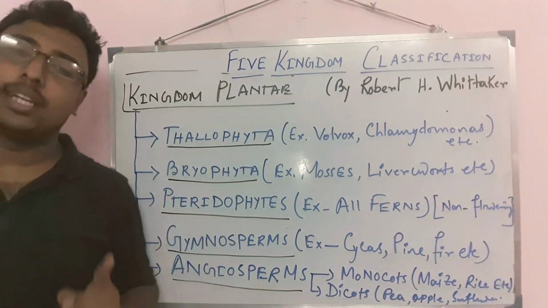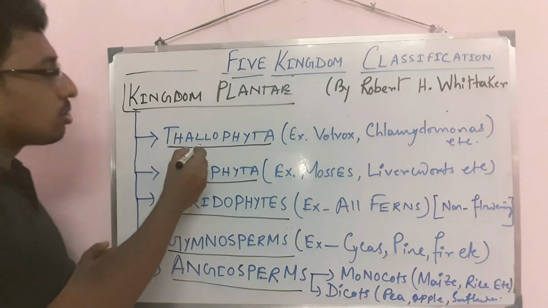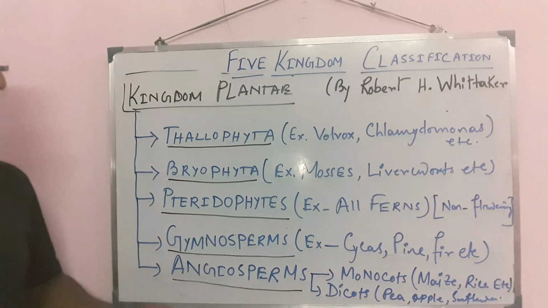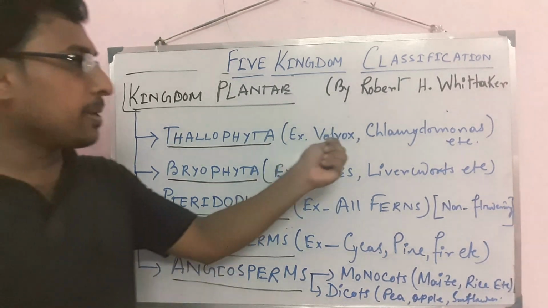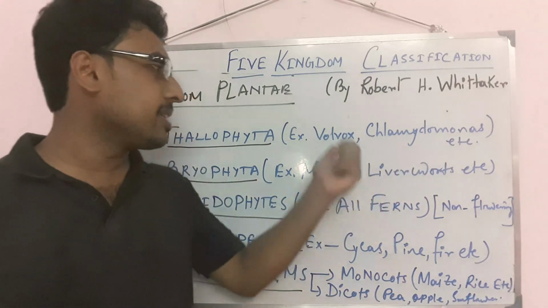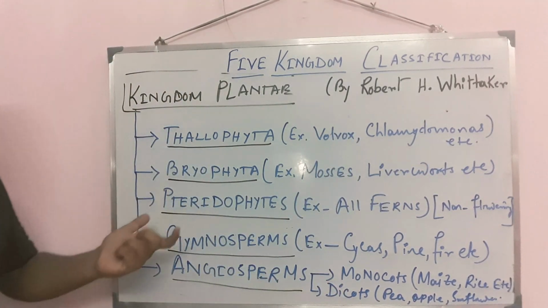They have chlorophyll in their body, so they are autotrophs in nature. So Thallophyta have a thallus-like body, and their body has not been divided into root, stem and leaves. Examples of thallophytes are volvox and chlamydomonas. I have given 2 examples, volvox and chlamydomonas, just like algae.